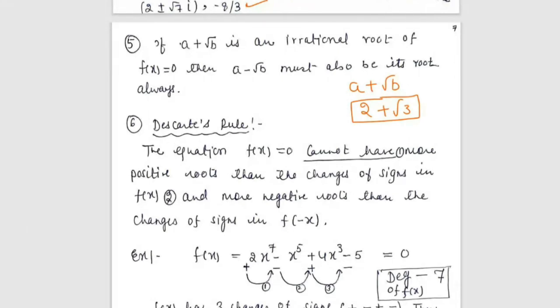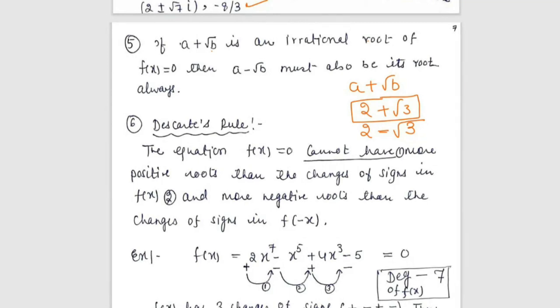So if it is a root of an equation, it means that the pair of it, with the negative sign, 2 minus root 3, surely will be there, because they always occur in pairs. If a plus root b is an irrational root of the equation, then surely a minus root b must also be its root, always, for any equation. So this is a very good tip by which you can solve many questions in the examination.